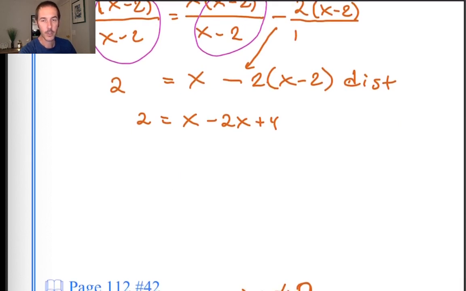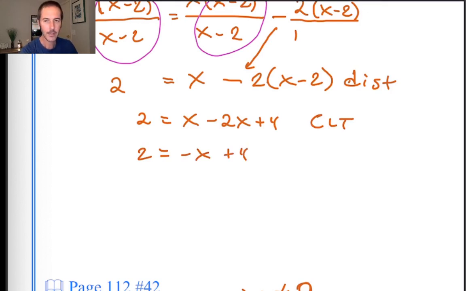As we've done before, we need to get all of our variables onto one side of the equation. That's what I like to do next. As it turns out, they're already on the right-hand side of the equation, so all I have to do is combine like terms. That gives me 2 equals negative x plus 4.